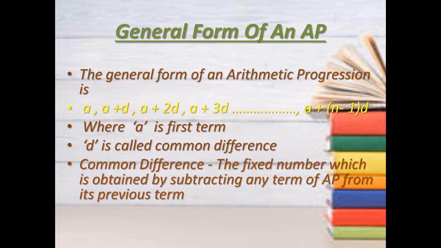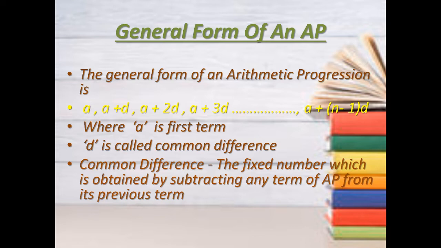Like that, d is a common difference, which is a fixed number or a constant added to every term of a sequence. What is a common difference? The definition of common difference is the fixed number obtained by subtracting the previous term from any term of an AP. Common difference is nothing but a fixed number which is obtained by subtracting the previous term from any term of a sequence. If we subtract the previous term from a term, the fixed number we get is called the common difference.